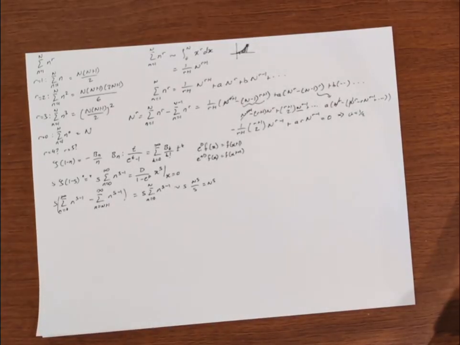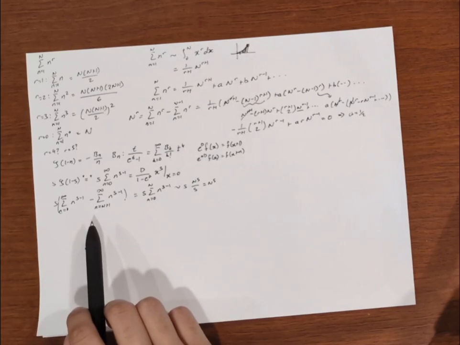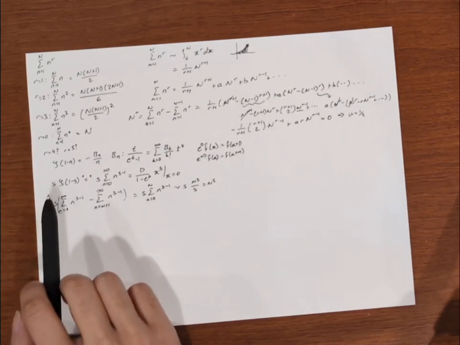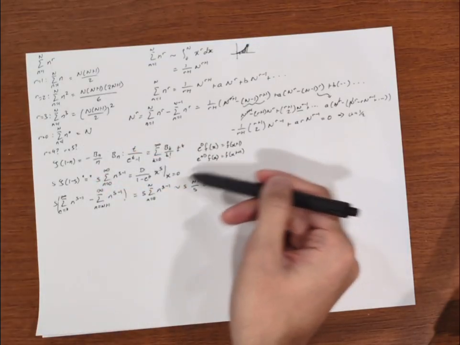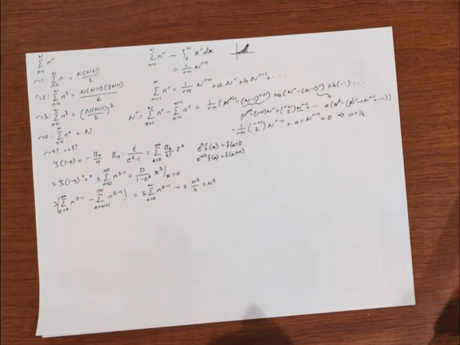So what I'm going to do here now is just manipulate this similar to what I did in the other video, and get something similar to something to do with the Bernoulli numbers, and then show how you can find an explicit formula for this expression.